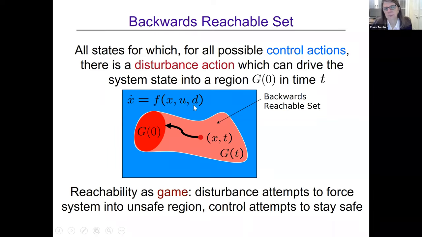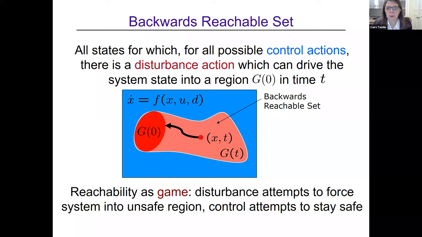But this could be a finite state machine. It could be a hybrid system representation. It's a system in which the state evolves according to some dynamics. Here it's this vector field F, and there's a possibility of having control inputs as well as inputs to the system that you can't control, which we're going to lump into this disturbance vector.